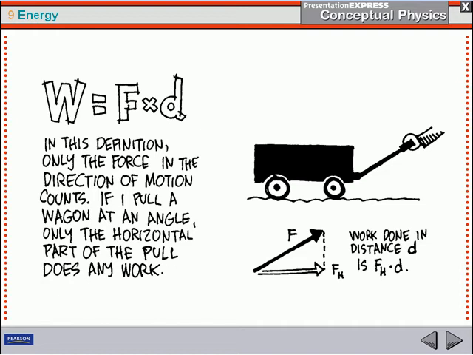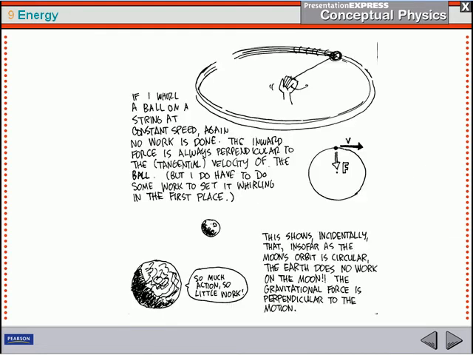And another problem with work is that the force of the work has to be in the direction of the motion. So if you look at this force here, it's actually at an angle. So only the horizontal component is going to be included in the work. This portion right here of the force is not counted. It does not have anything to do with the work.